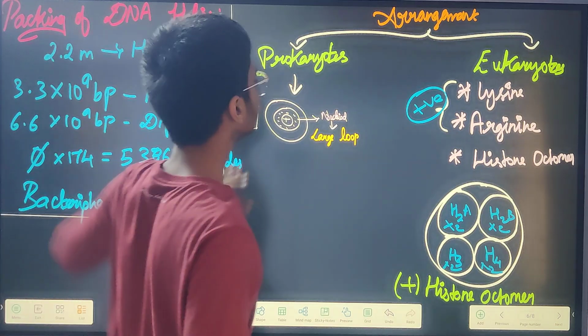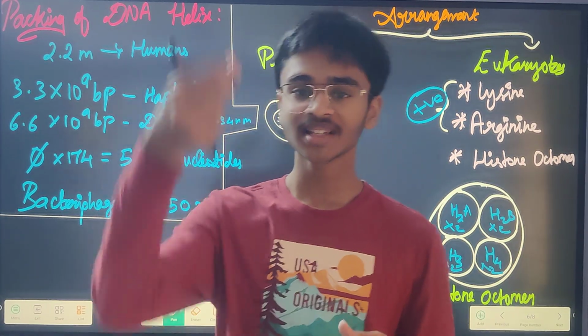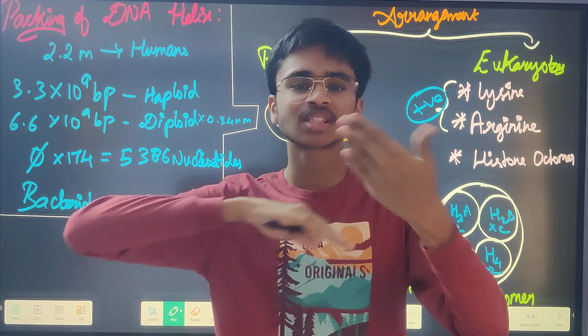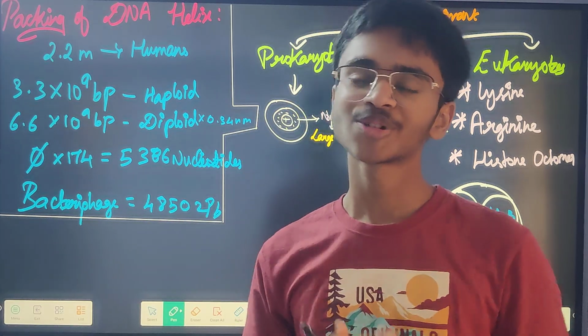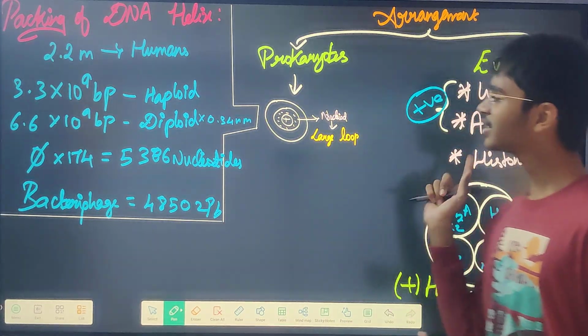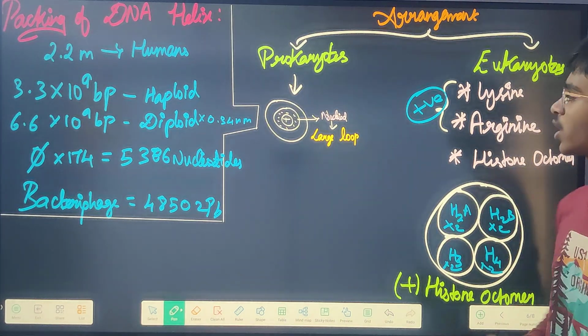Okay, so just 2.2 meters is not a small length, right? It is 2.2 meters and it is being stringed, being compacted. It's very complex. And then it is being stuffed into a single cell, and it's not a simple deal, right? So that is why we are going to check this topic. This sort of arrangement is of two different types: in eukaryotes it will be one type, and in prokaryotes it will be another.